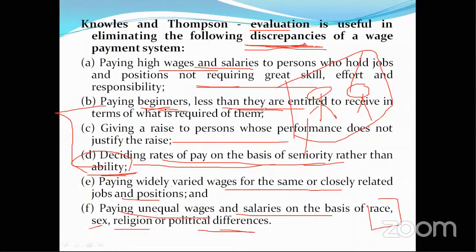Sex: for males, one wage is paid; for females, another wage is paid. You take the case of daily laborers. You take the case of masons, maestries.